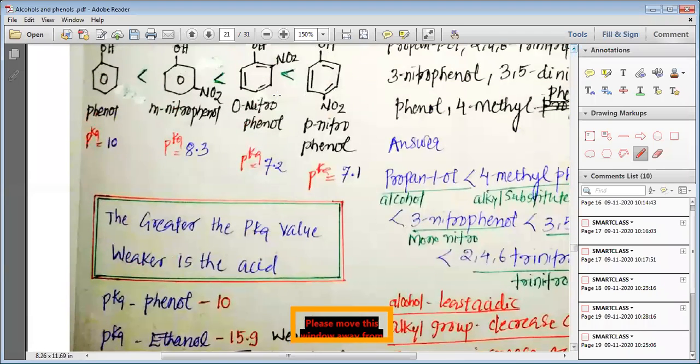So you can see here the pKa value of phenol is 10. As the pKa value decreases, the acidic character increases.